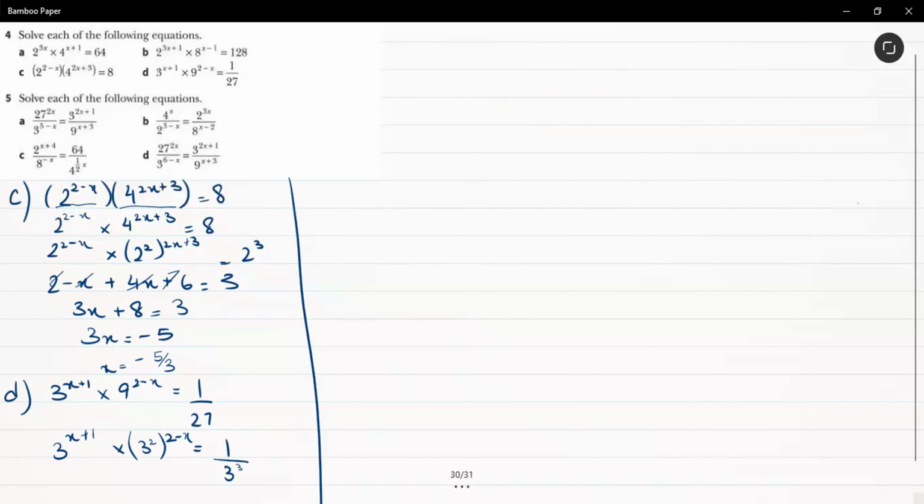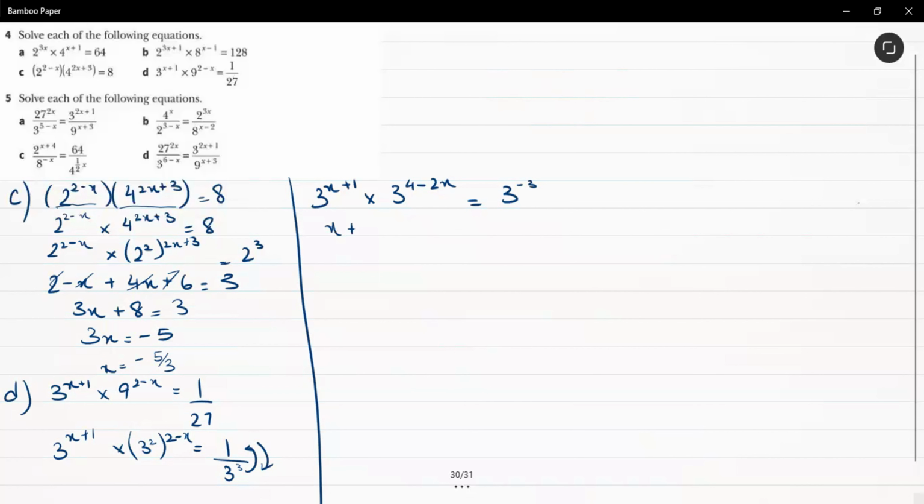Now go on and get this. Sorry for the background noise. So we are going to get 3 raised to the power x plus 1 multiplied by 3 raised to the power 4 minus 2x is equal to 3 raised to the power negative 3. Because when we bring the denominator to the numerator or vice versa, we multiply the power by negative 1. So that's what we have done here.